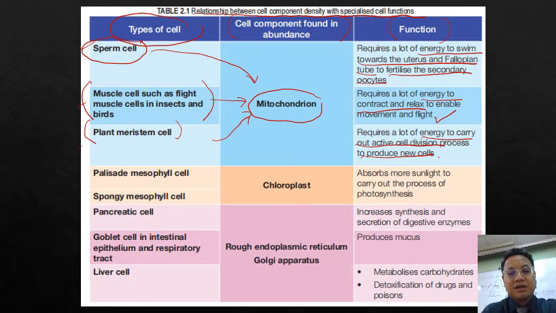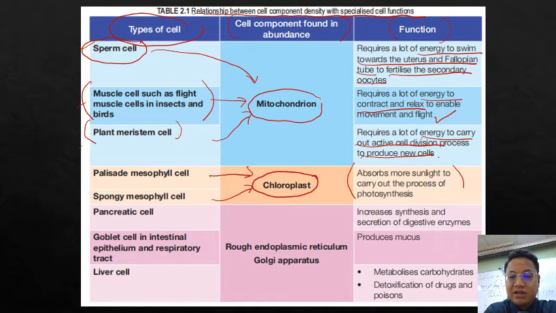Another cell component that is found in abundance in many cells is chloroplast. Example, the palisade mesophyll cell and the spongy mesophyll cell both have a large number of chloroplasts. Why? Because a lot of chloroplasts helps to absorb more sunlight to carry out the photosynthesis process. Now another cell component that is found in abundance is rough endoplasmic reticulum and Golgi apparatus.